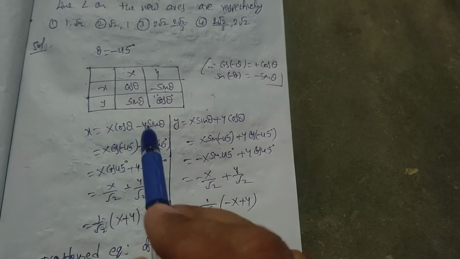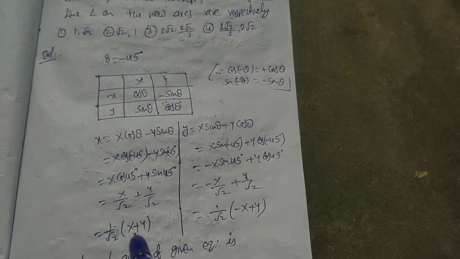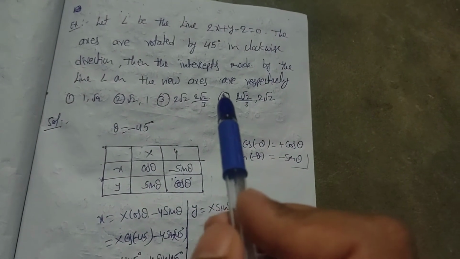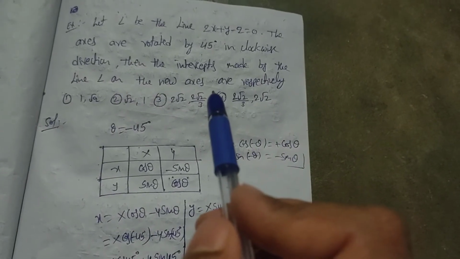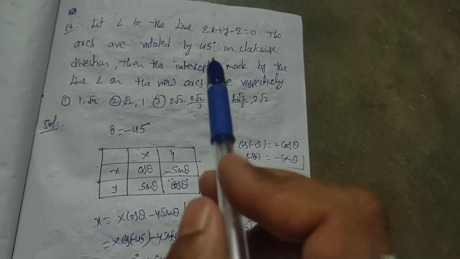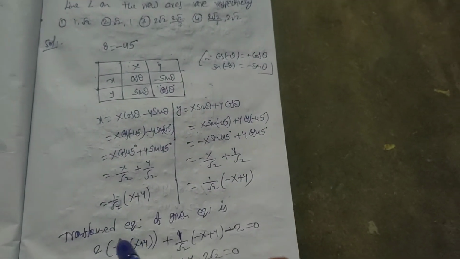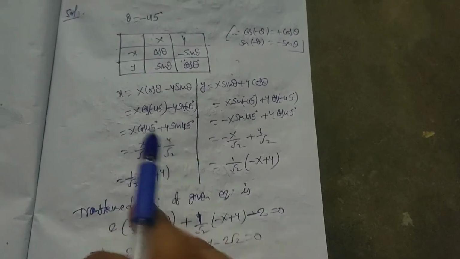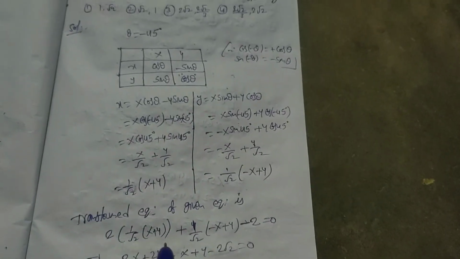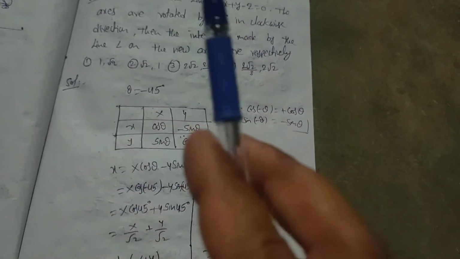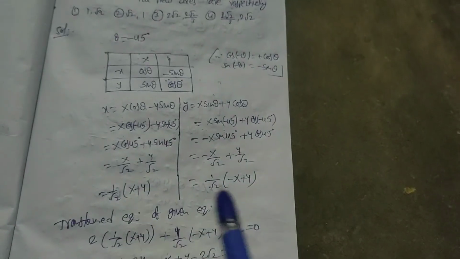Now replace small x comma y by 1 by root 2 into x plus y, and 1 by root 2 into minus x plus y, in the given equation 2x plus y minus 2. That gives the transformed equation when the axes are rotated by 45 degrees in clockwise direction. So the transformed equation of the given equation is nothing but 2 into 1 by root 2 into x plus y, plus 1 by root 2 into minus x plus y, minus 2 is equal to 0, if you replace small x comma y by these two.